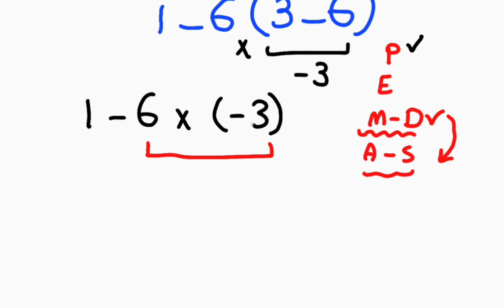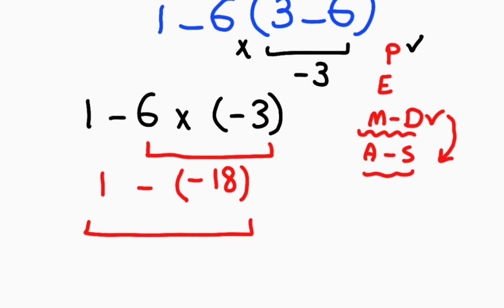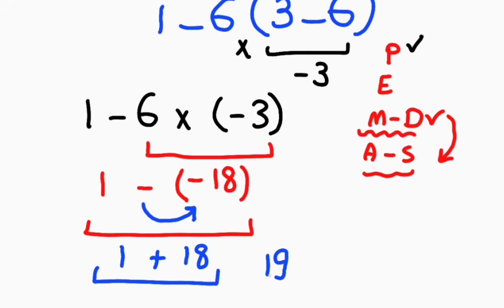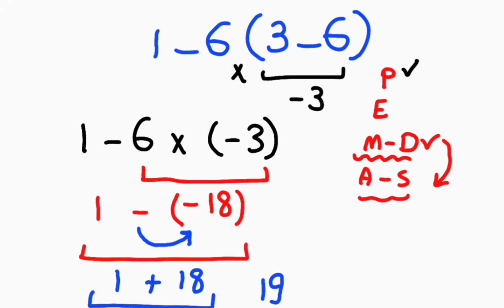6 times negative 3 gives us negative 18. At the end, we have 1 minus negative 18. Negative times negative equals positive, and 1 plus 18 gives us 19. So our final answer to this expression is 19.